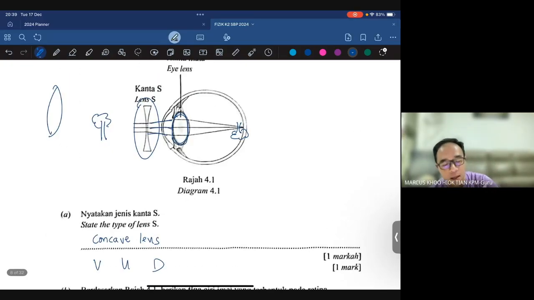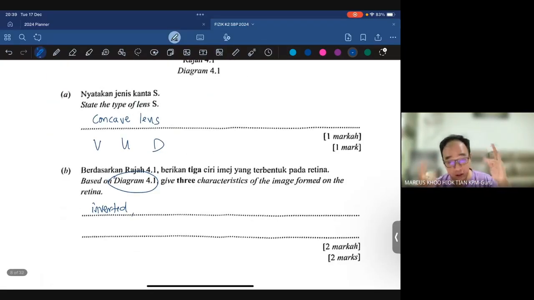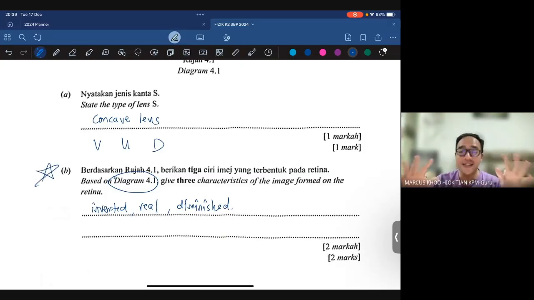Secondly, because it is captured on our screen, which is at the back of the eye, we call it a real image. Sebab dia dapat ditangkap at the screen behind our eyes. And of course, the real tree looks like this, right? Bila dia masuk dalam mata kita, it becomes smaller, so it is diminished. If you don't understand this, you can watch the video again after this and listen to this particular explanation. I find this question super interesting.